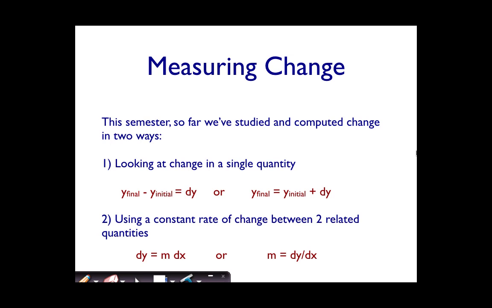can talk about a dependent and an independent quantity, one causing a change in the other. Sometimes they're just about equal partners, and you could write it either way, just as sensibly. But dy equals m dx. Change in one variable is a constant multiple of a change in the other. Or likewise, you could rearrange that to be the rate of change is the ratio of those two changes.